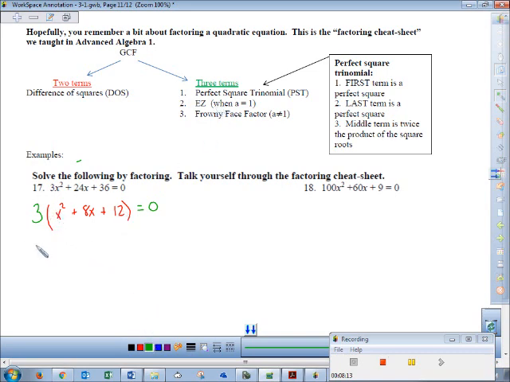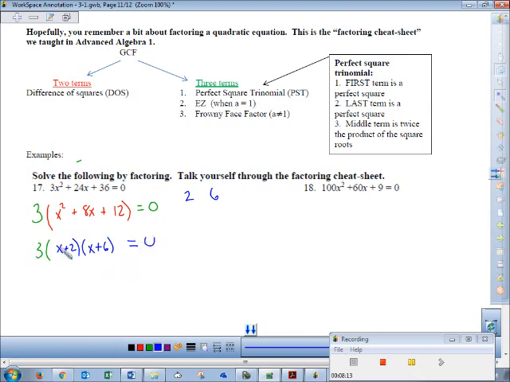So we'll keep that green 3 coming down, and our job now is to find two numbers that multiply together to be 12 and add together to be 8. So that would be a 2 and a 6. So this is really x plus 2 times x plus 6, and it's equal to 0.